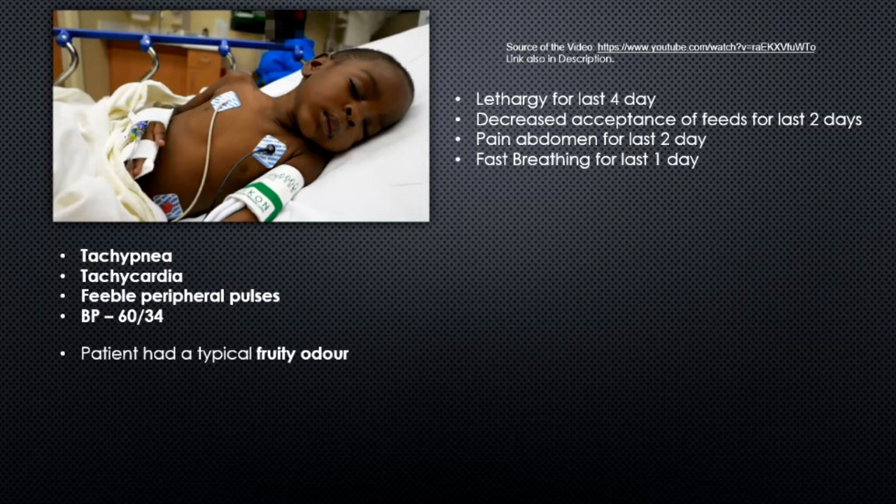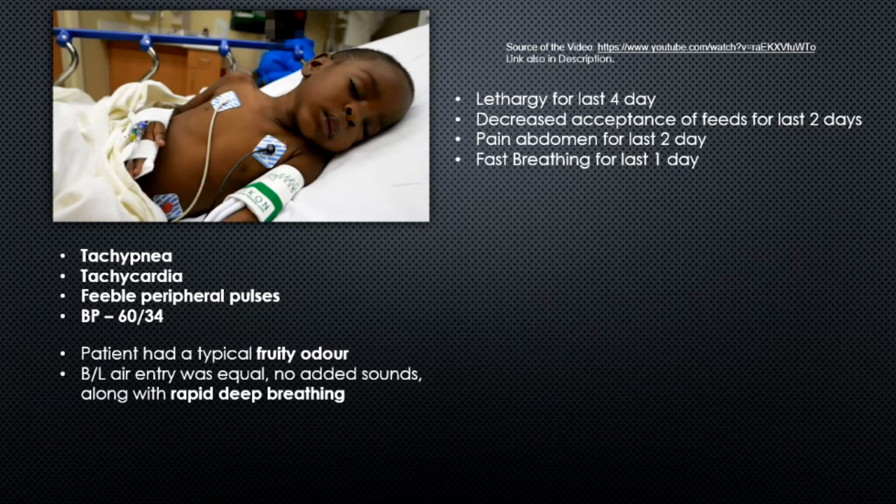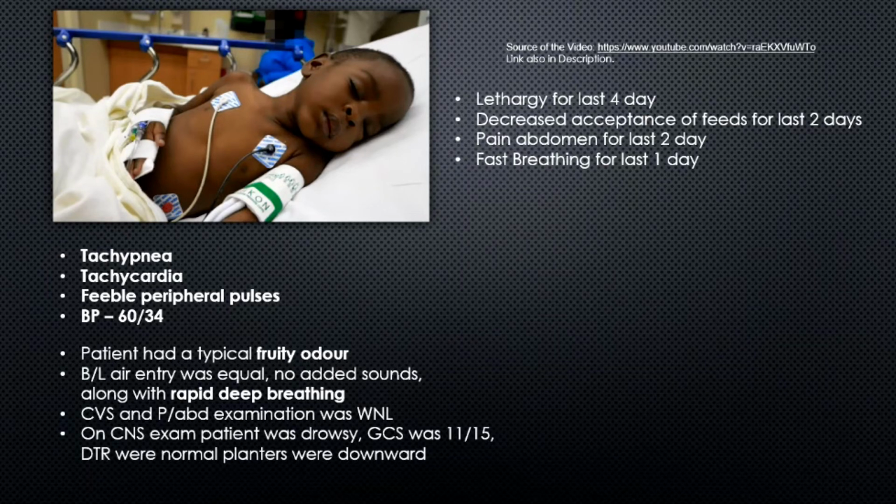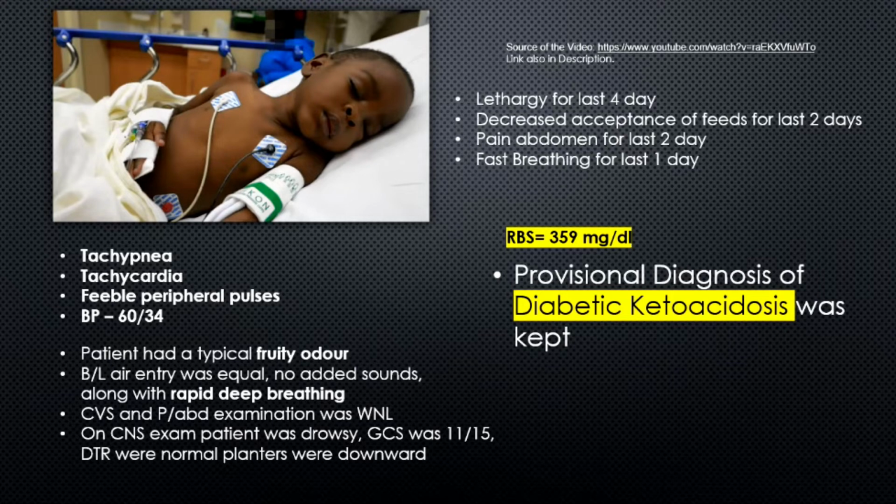Patient had a typically fruity odor, and bilateral air entry was equal with no added sound, but the patient had deep, rapid breathing. CVS and per abdomen examination were within normal limits, and on CNS examination the patient was drowsy. GCS was 11/15, the DTRs were normal, and plantars were downward. You did an RBS, which came out to be 359. The provisional diagnosis of diabetic ketoacidosis was kept.